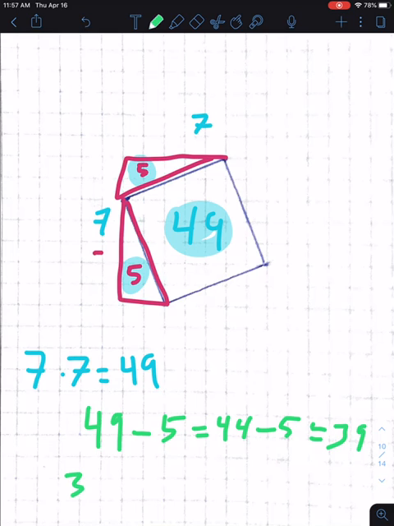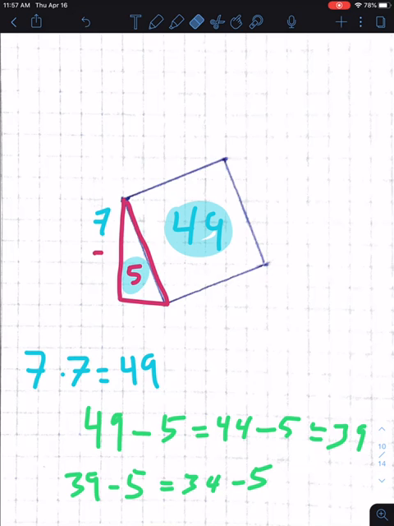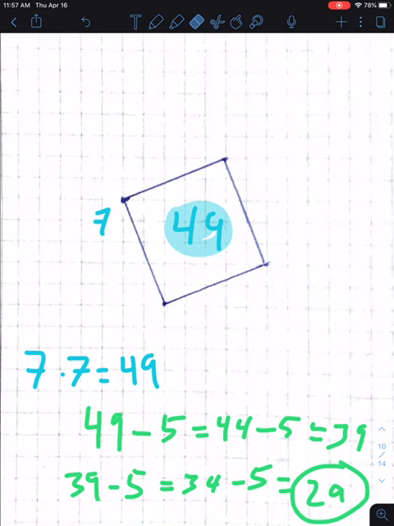Let's do 39 minus 5. Let's do another one. If we subtract another 5 from there, 39 minus 5 is 34. Minus 5 again, we'll get rid of that last triangle, and we have our answer, which is 29. So the area of our tilted square is going to be 29 units squared.